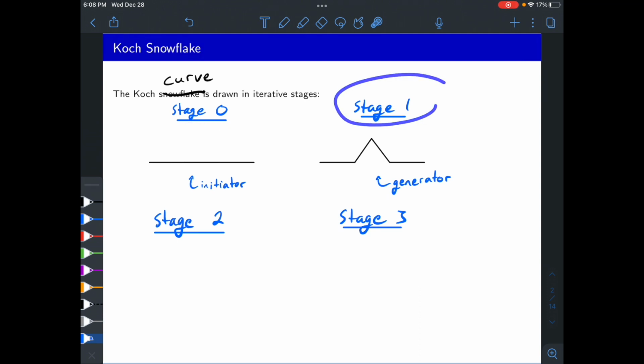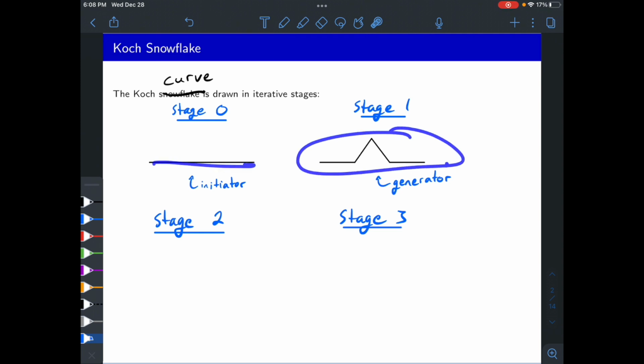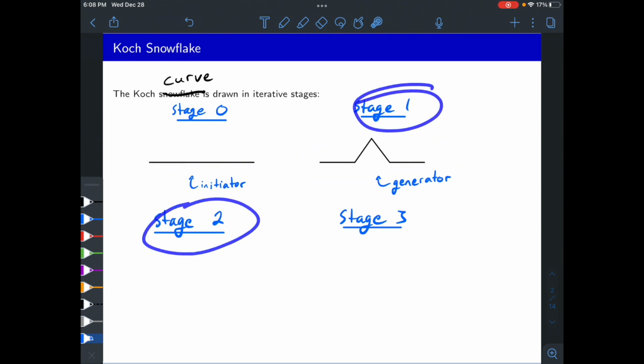To go from stage 1 to stage 2, we basically repeat the same thing. Notice here that in stage 0, we just had this line segment. In stage 1, we now have 4 line segments. From stage 0 to stage 1, think of that as every time I saw a line segment, I replaced that line segment with this picture. From stage 1 to stage 2, we're going to do the same thing. Every time we see a line segment, and there are 4 of them, we're going to replace it with this picture.